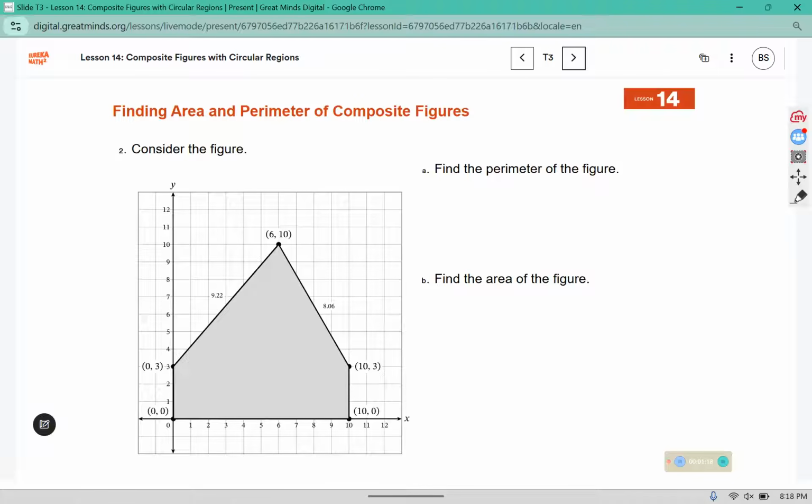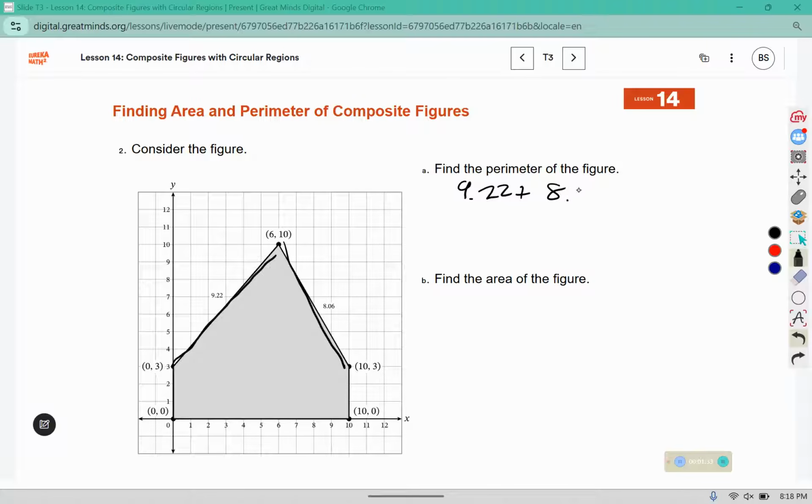Problem 2 says consider the figure. Find the perimeter of the figure. And part B says find the area. So for the perimeter here we have a 9.22, an 8.06. This side is 1, 2, 3. Here this side is 10. And then this last side is also a side length of 3.